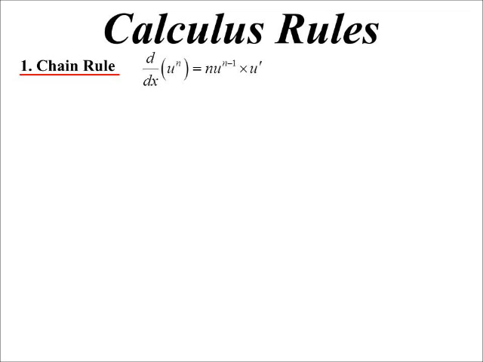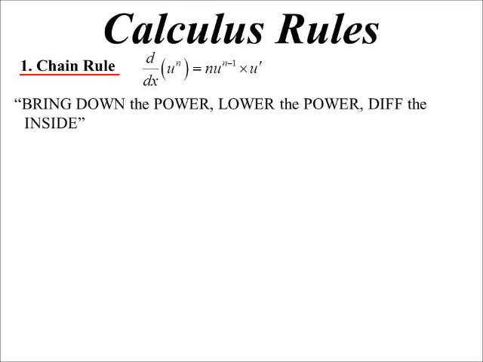Now of course that's not how I do it. That's how I do it. I find it much easier. So chain rule is bring down the power, lower the power, diff the inside. Think of it as anarchy. Okay? So anarchy, that's when you bring down the power.